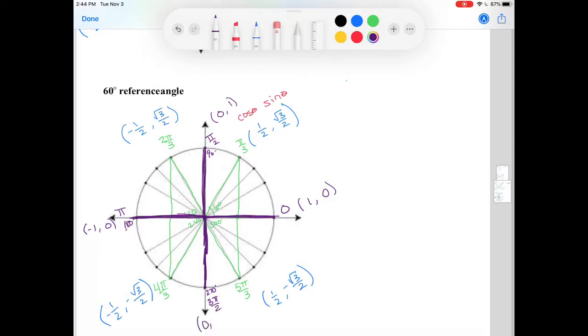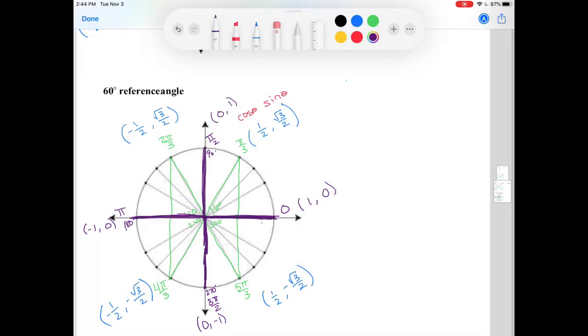And last but not least, this last right triangle is going to be 270 degrees. Should have labeled this one 180. This one's 90. 270 degrees is going to be 3 pi over 2. And that is going to be 0 on my cosine, -1 on my sine.